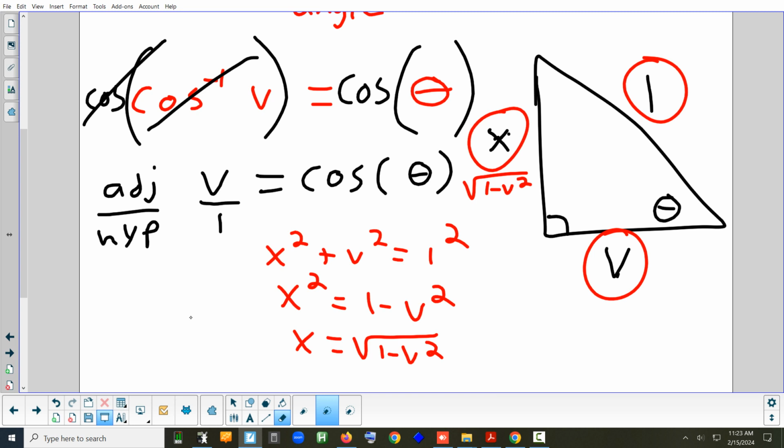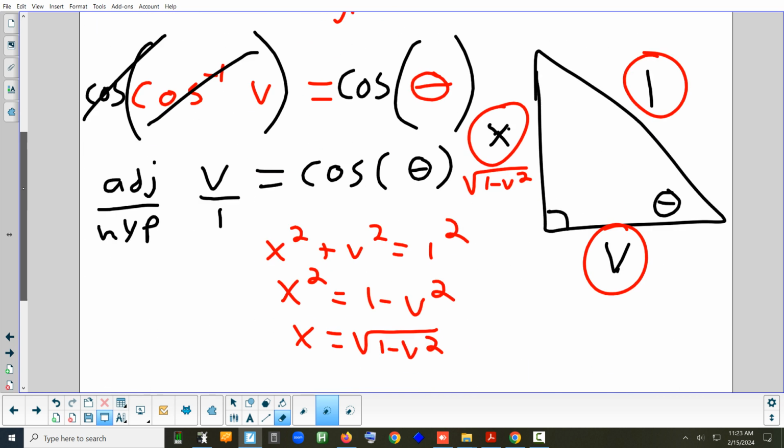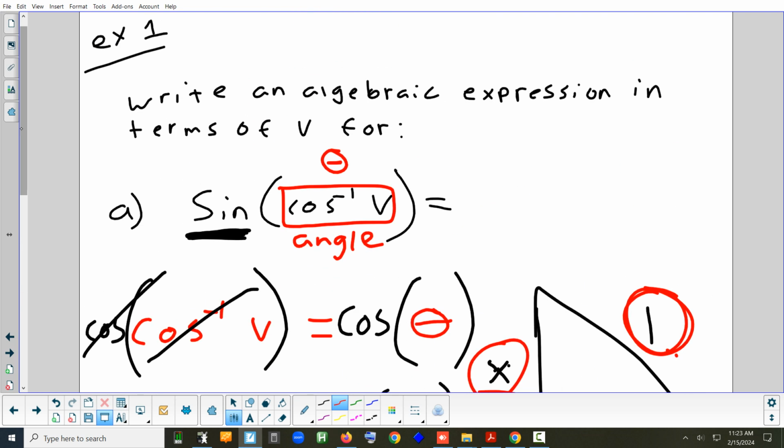Now the easy part is just to figure out what they want to know. They want to know the sine. What did we say sine was? Opposite over hypotenuse. What's the opposite? Square root of 1 minus b squared. What's the hypotenuse? 1. Figuring out those, that's the hard part. Once you figure them out, you just have to write whatever they want. Opposite over hypotenuse. Square root of 1 minus b squared over 1. And that is our answer.